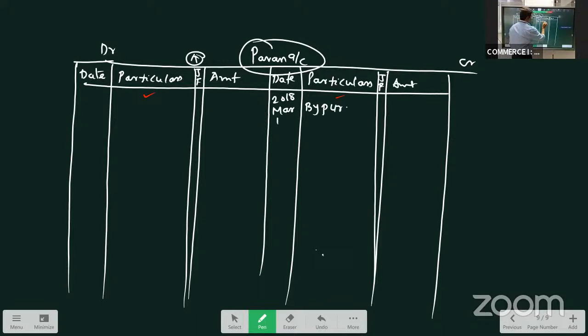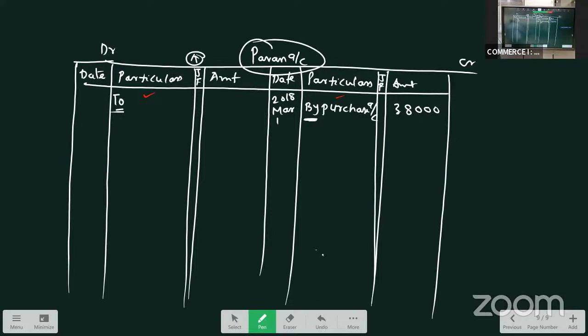By purchases. Sir, why did you write it on the credit side? Because I said purchase goods from Pawan. We are buying from Pawan. So goods are going away from Pawan. Pawan is the giver in this transaction. A giver has to be credited. So I am crediting Pawan. And what is the amount? It is 38,000. In ledger, every entry on the credit side would start with the word 'by', and every entry on the debit side would start with the word 'to'. Remember this.